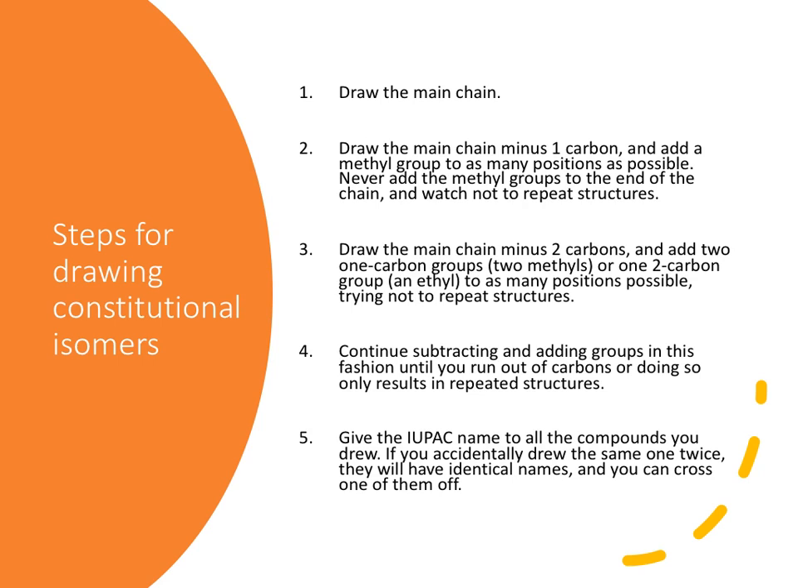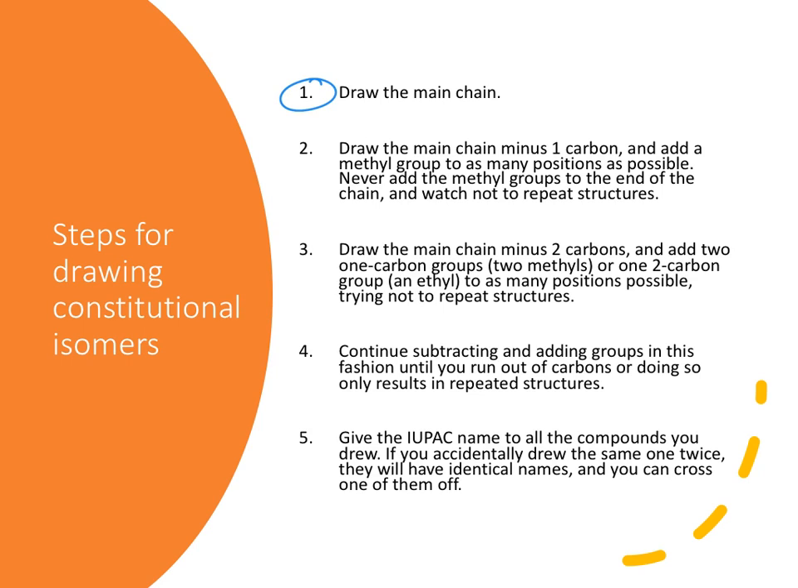The final thing we want to do is learn how to draw constitutional isomers. And this is an iterative process, but there is a strategy to it. So first you want to just draw the main chain. So with the number of carbons that you have, draw them all out in a single chain. And then put in your hydrogens. That's your first structure. That's the easiest structure to draw. Now for the next structure, draw the main chain minus one carbon and add that methyl group to as many positions as possible. And try not to repeat structures.